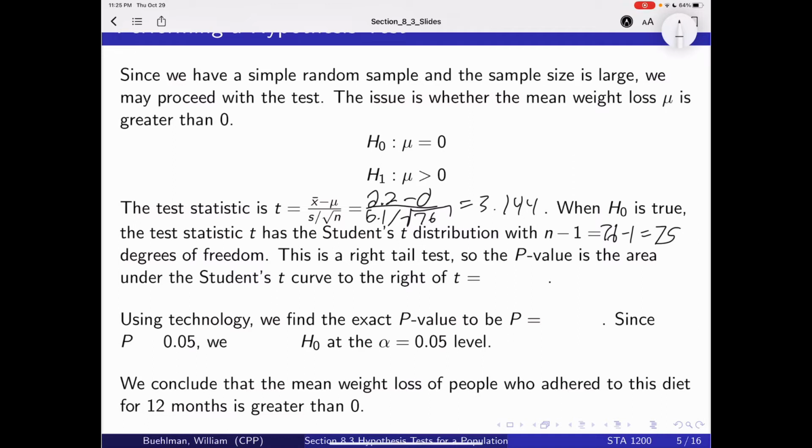This is a right-tailed test, so the p-value is the area under the student's t-curve to the right of t, which we found to be 3.144. Using technology, we find the exact p-value to be equal to 0.0012. Since the p-value is less than 0.05, we reject the null hypothesis at the alpha equaling 0.05 level.